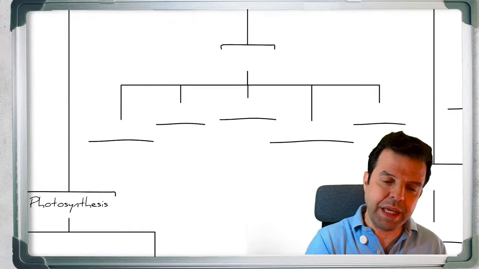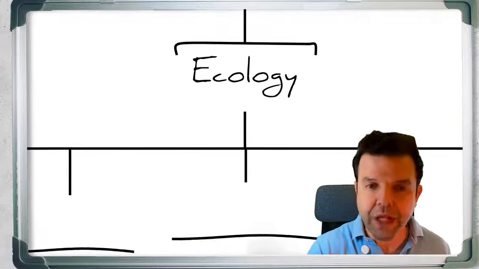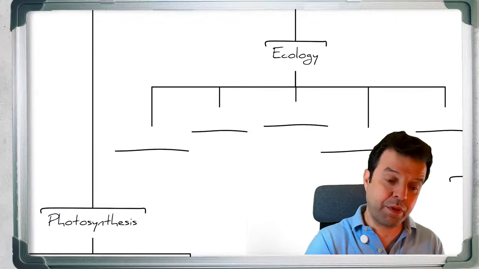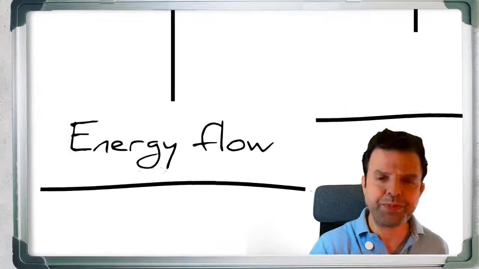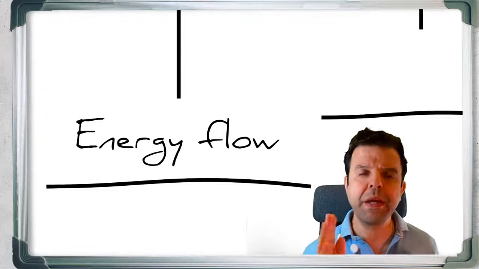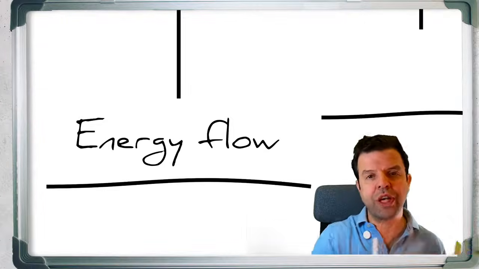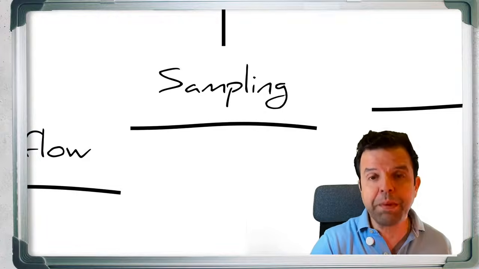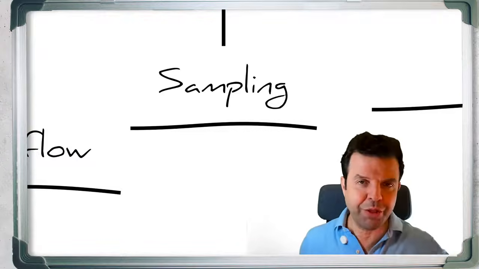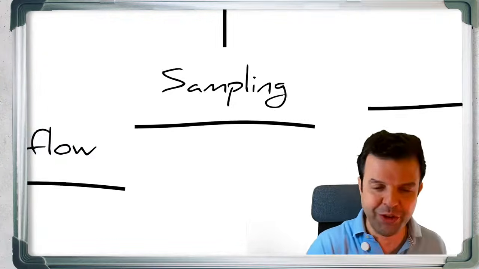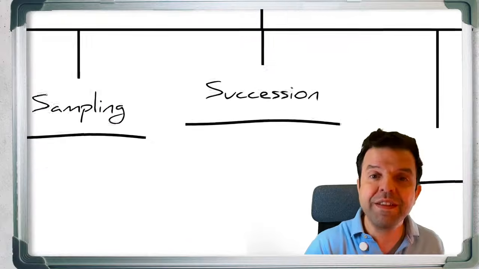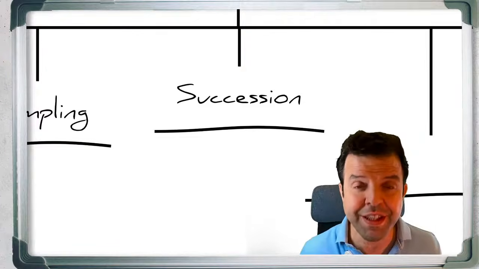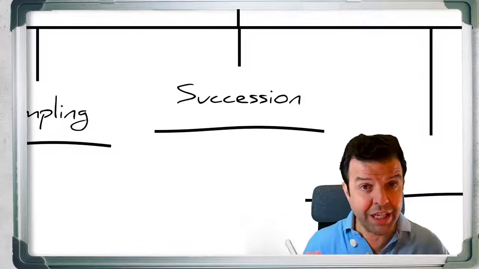Topic 2 is going to be ecology. Ecology is the study of environments. We're going to split topic 2 into, first, energy flow, meaning we're going to learn about food chains, how energy flows in a food chain. Second is called sampling. Sampling is like a practical thing you do to study an environment. Third is succession. Probably never heard of it. It's a series of events that lead to change in an environment.